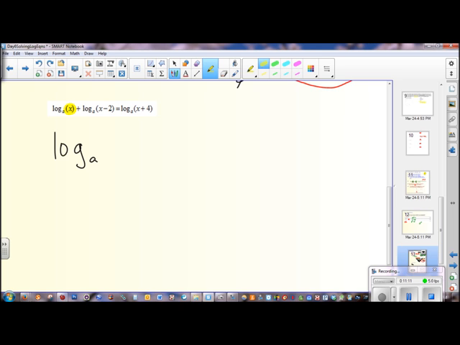Now be careful here. This is an x, and this is binomial x minus 2. When you multiply those two things, you have to distribute. So inside my argument, it's going to become x squared minus 2x. And on the other side, I've still got that log base A of x plus 4.